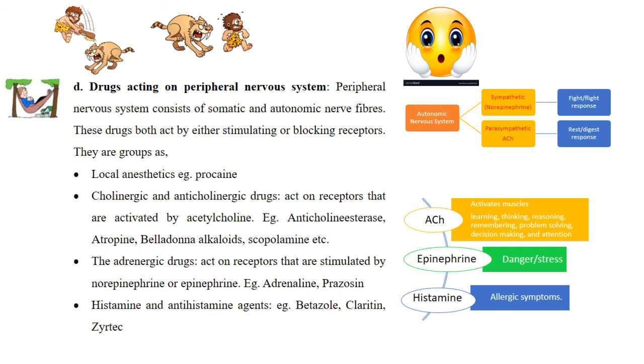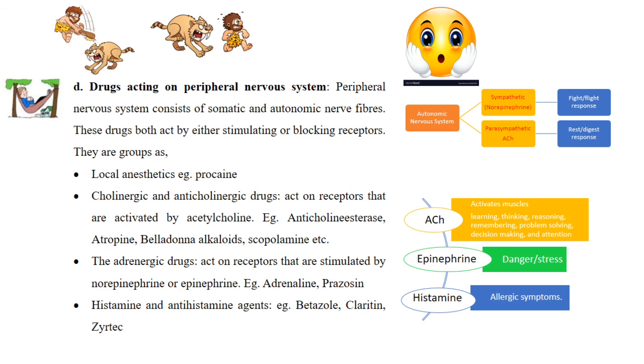And again, here subcategories are there. First one is local anesthetics, that will be acting only on a particular area, that is due to particular peripheral nervous system action. These drugs act on the peripheral nervous system, and so they create numbness only in the particular area and not as a whole. And the next one is cholinergic and anticholinergic drugs, that control the release of acetylcholine. Acetylcholine is involved in activation of muscles and cognitive functions.